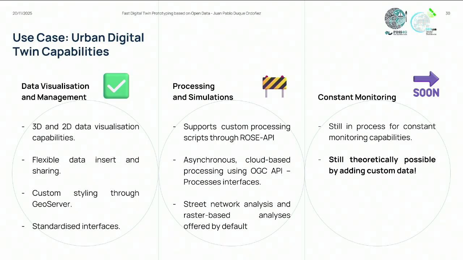For processing and simulations, we are currently working on this. We support OGC API Processes through one of the servers that we use, called pygeoapi. We support asynchronous cloud-based processing, and we provide two types of processes: street network analysis and raster-based. I will show you in a while. The part where there is still a lot lacking is constant monitoring. It is theoretically possible to add constant monitoring data through the data management, because it allows you to connect to Postgres and so on, but we still don't have the capacity to show the constant monitoring data. This is something we are currently working on.